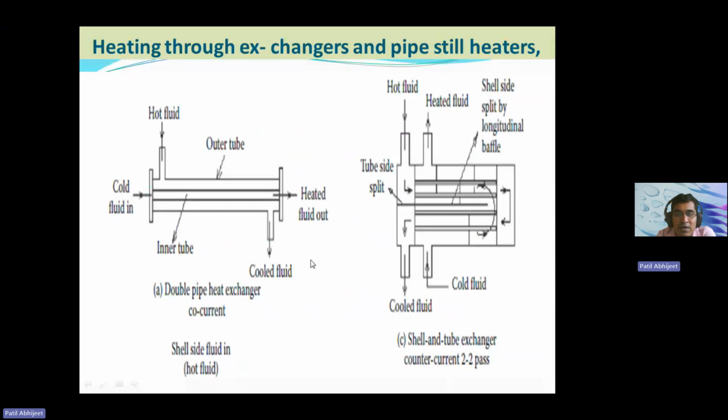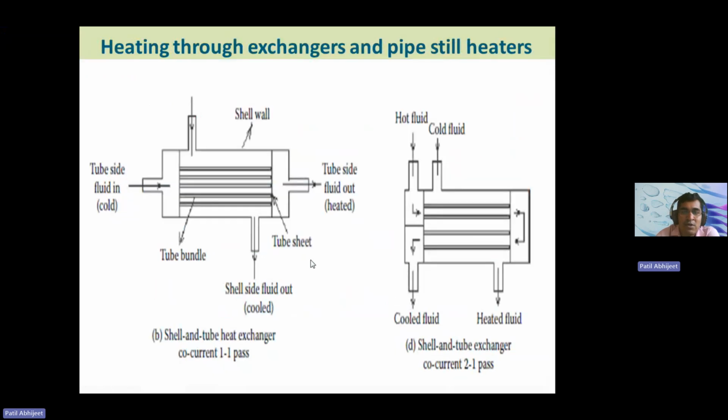The second type in the figure is a shell and tube heat exchanger, where counter current two pass heat exchangers can also be used. In this shell and tube heat exchanger, you can see it is a two pass kind of heat exchanger, and it can be preferred for that.